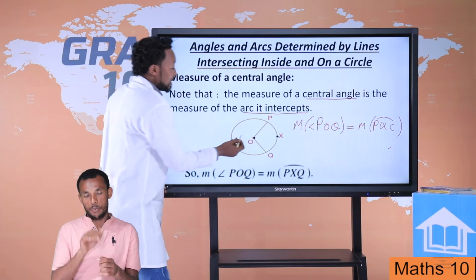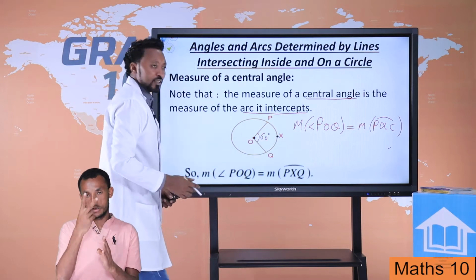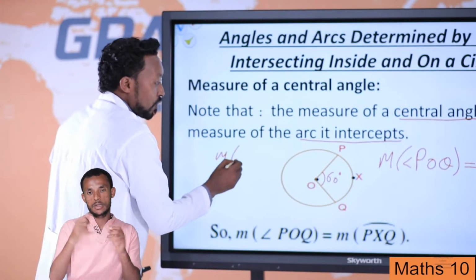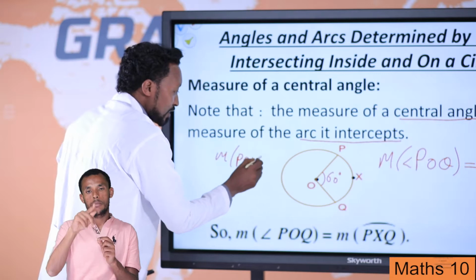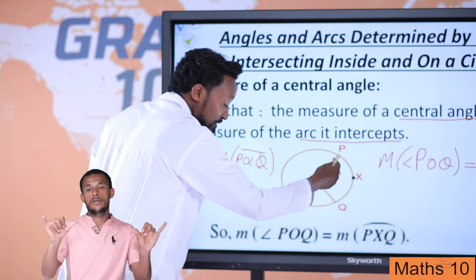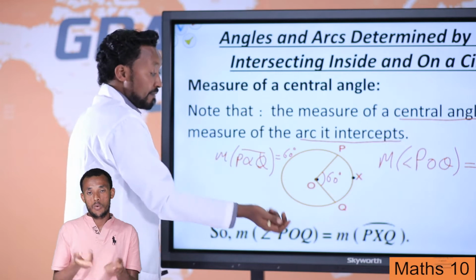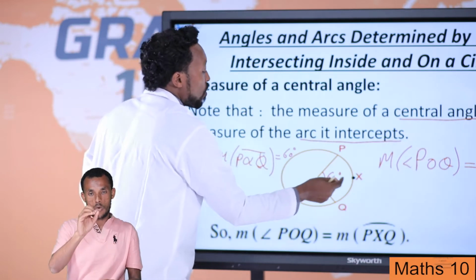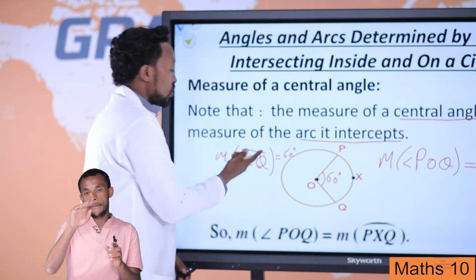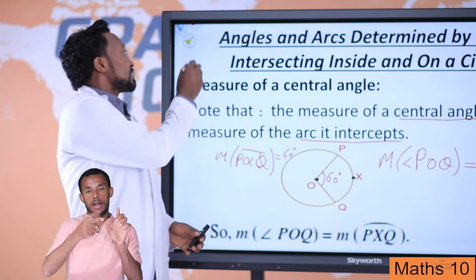For example, let me say the measure of the central angle is 60 degrees. What is the measure of this arc? The measure of arc PXQ is the same as the measure of this central angle, so it is 60 degrees. When angle POQ is 60 degrees, the intercepted arc PXQ is also 60 degrees. Therefore, the measure of a central angle is equal to the intercepted arc.